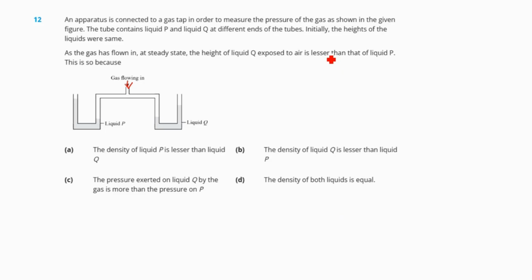The reason for this may be that as both the liquids are connected to the atmosphere, then their pressure will be equal, right? But if P is having higher density, then what will happen? If P is having higher density, then the level of P will be more than the level of Q. So our correct option should be option number A.